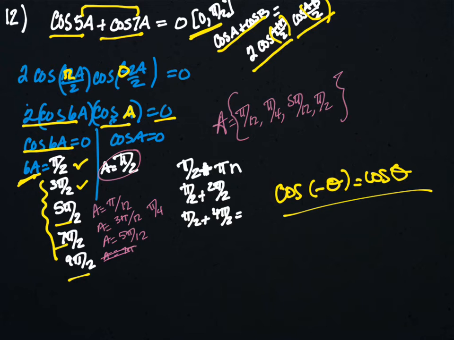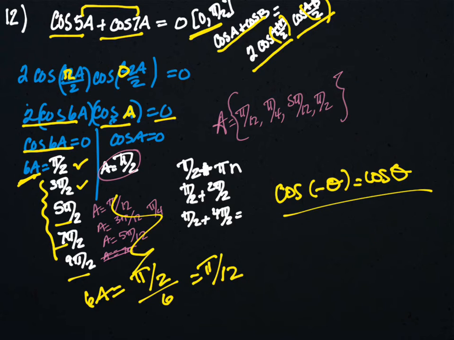So you take the first one, 6a equals pi over 2. And then if you divide by 6, you get pi over 12. And pi over 12 is in the domain, in the possible ranges of what x could be, or a could be. So a is pi over 12 is one choice. The next one, 3 pi over 2, would become 3 pi over 12 or pi over 4. And pi over 4 is between 0 and pi over 2, so that one works.